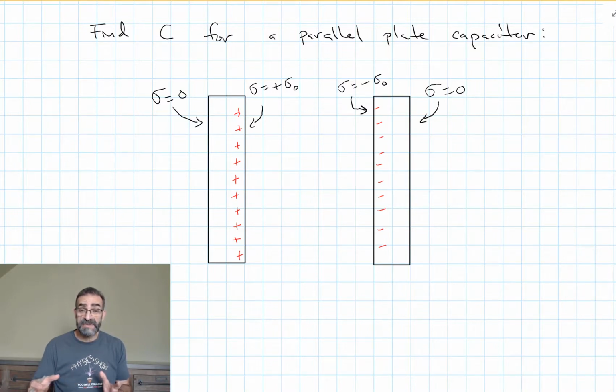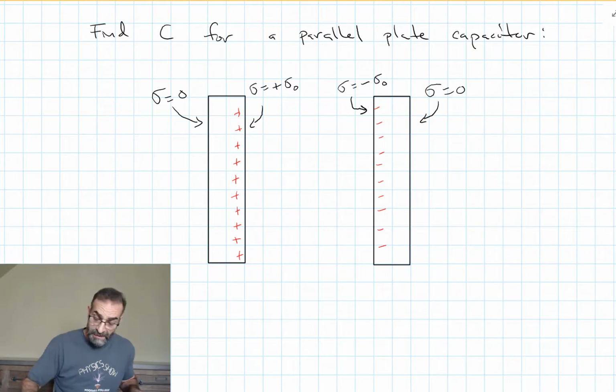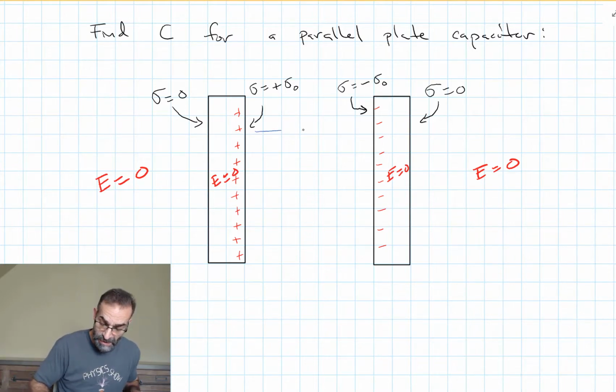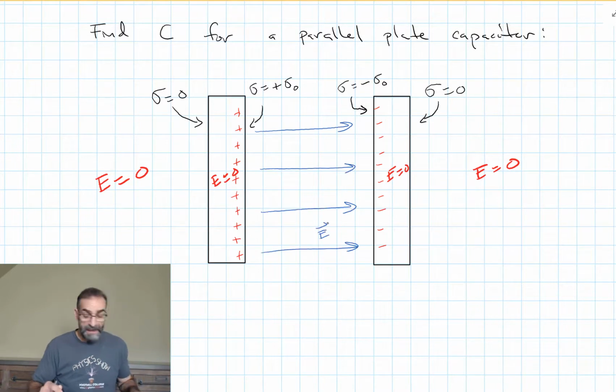Now, sketch your electric field everywhere. Hopefully you have an electric field out here in this region of space of 0. Inside of our conductor, it's 0. And out here on the right of both plates, the electric field is 0 also. Where is our electric field? Only between the plates. And we have a nice uniform constant electric field between the plates, and it's 0 everywhere else.